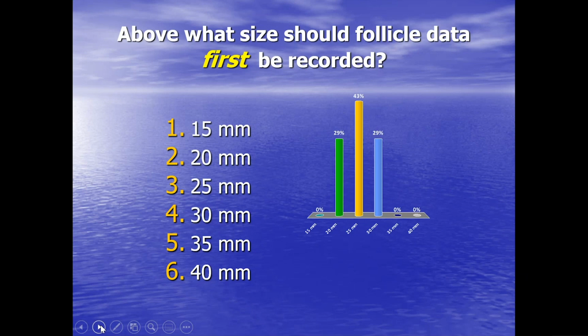15 millimeters. 20 gained a bit of support. Look, 29% of colleagues said they would begin to record the follicle once it was over 20 millimeters. The majority, 43%, over 25 millimeters. A percentage over 30 millimeters, none at 35 and none at 40, as you might expect.